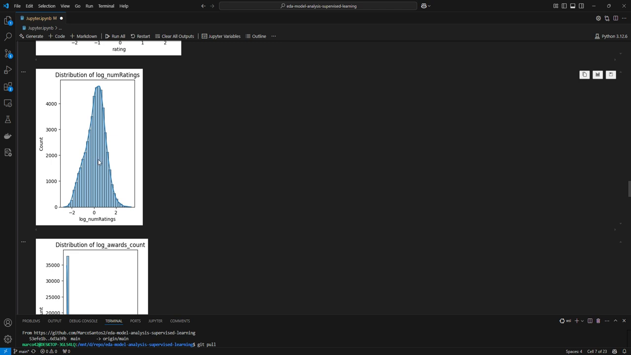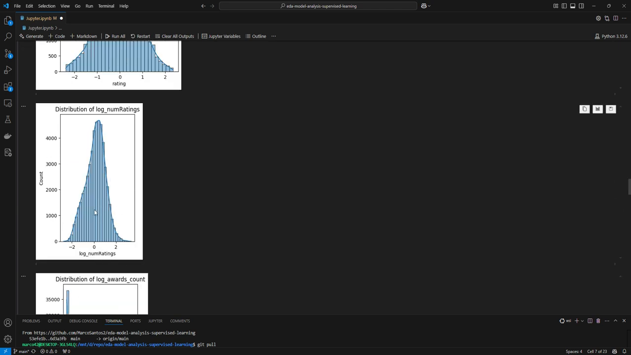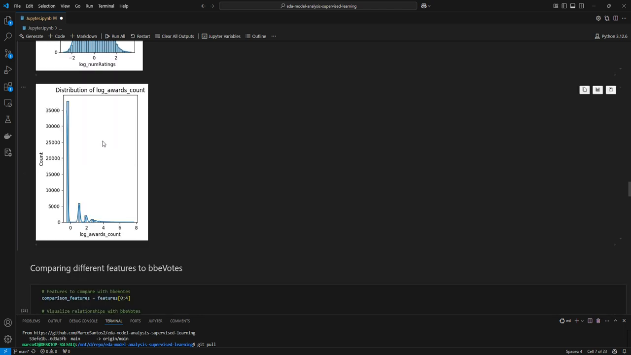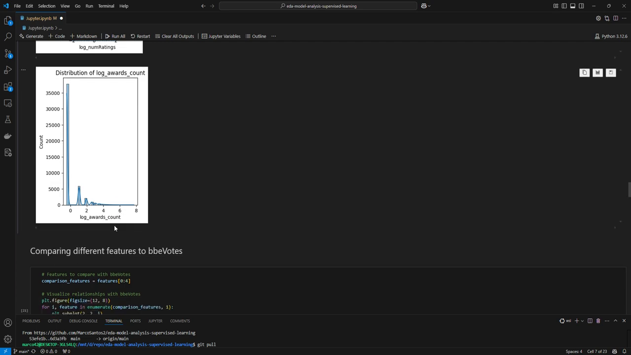Same thing for the number of ratings, right? So the number of ratings is just how many ratings a book got, and the rating is a 1 to 5 grade, let's say. And also the same thing for award counts. Now, award counts, you can see here that the majority of books have 0 awards, and then in a decreasing manner, less and less books have more awards.